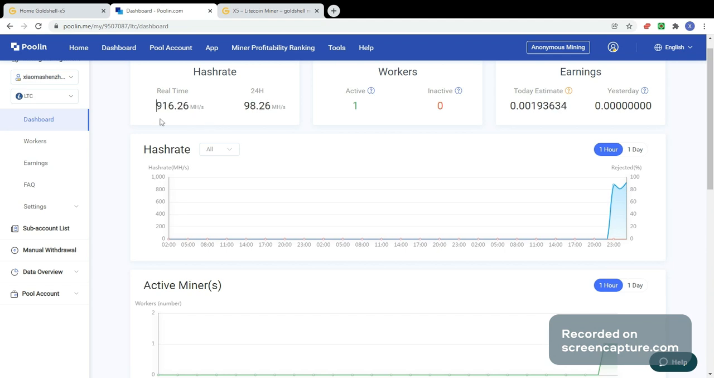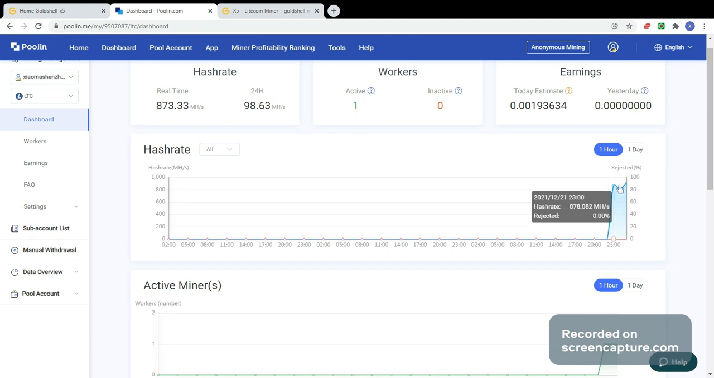Okay, so here, I'm still mining on pooling.me for some technical reasons, so I cannot mine on a different pool right now. The real-time hash rate is 916, and the 24 hours average hash rate is 98, because we've been running the miner for less than 3 hours. But this number is going to go up, and at the end of the 24 hours period, we're going to get the real number for the 24-hour average hash rate.